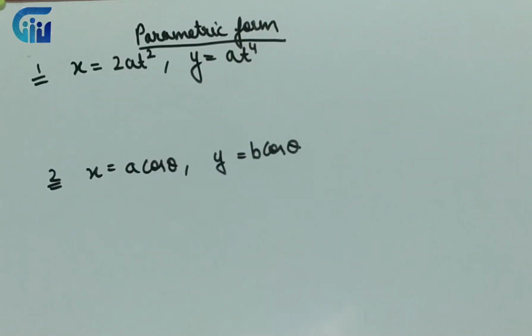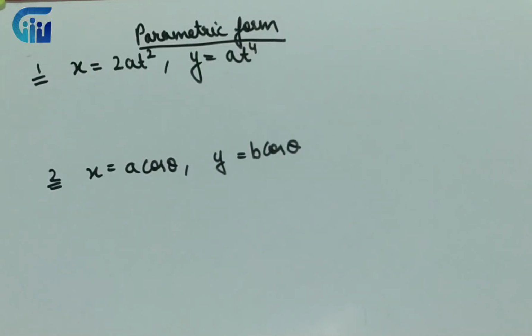We will be learning about the parametric form, another important form of derivatives. Before differentiating, let's understand what a parametric form is. When two variables, for example y and x, are both expressed in terms of some third variable, let's say t, theta, or z, then we say it is a parametric form. Here x is equal to 2at square, y is equal to at4. Here a is a constant, a, b, c, all these are constants. So x is expressed in terms of t and y is expressed in terms of t. So this is a parametric form.